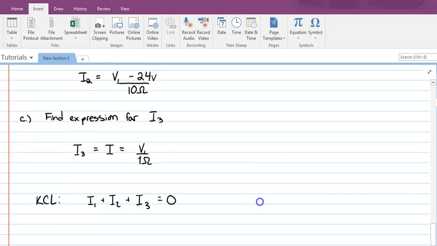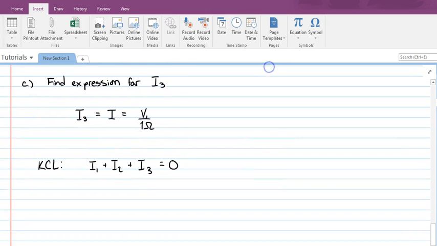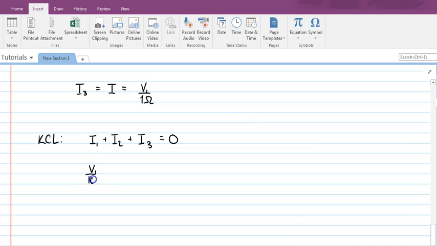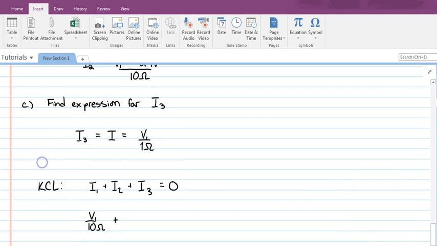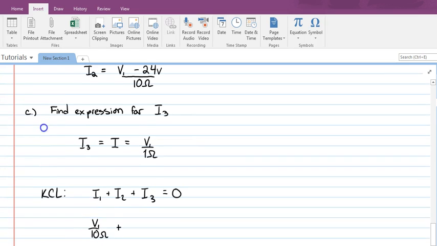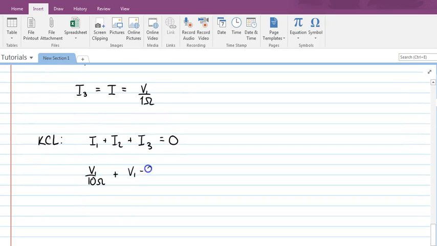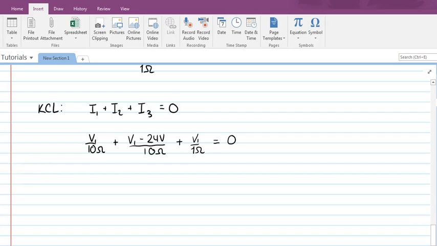So we said that I1 was equal to V1 over 10 ohms. I2 was equal to V1 minus 24 volts over 10 ohms. And I3 is equal to V1 over 1 ohm. And all three combined together is equal to 0. So now let's solve for V1. We have all of our terms in this problem in terms of V1. So let's solve for V1.